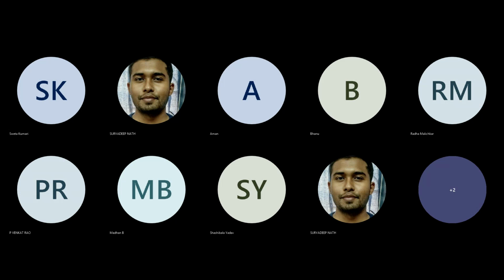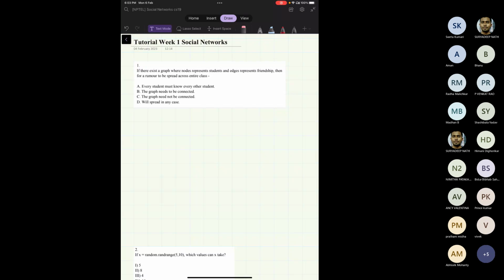the right option. Okay. So let us first understand how a rumor can spread across the class. So suppose, consider a graph of, let's say, only 4 students. For a rumor to spread, we assume that if two people are friends, then the rumor can spread between these two people.